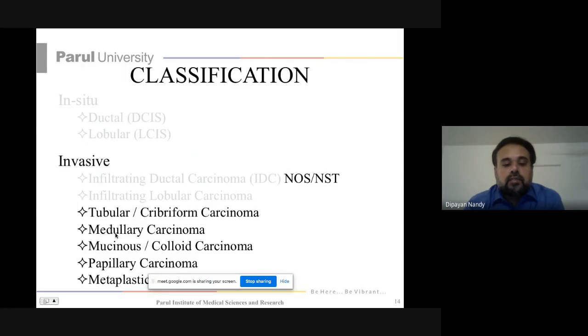Of all these, the importance of knowing this classification is that the tubular, medullary, and mucinous ones are usually better prognosis, less aggressive ones, and they tend to grow slower. But the papillary and the metaplastic ones tend to be more aggressive, so we need to be more aggressive in our treatment when we deal with this histopathology.